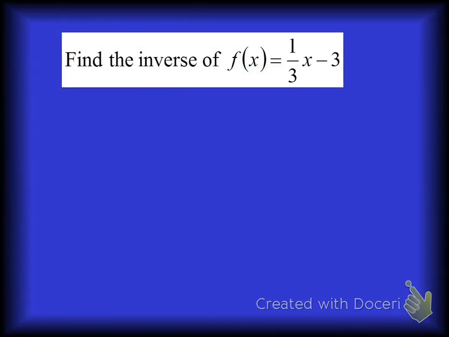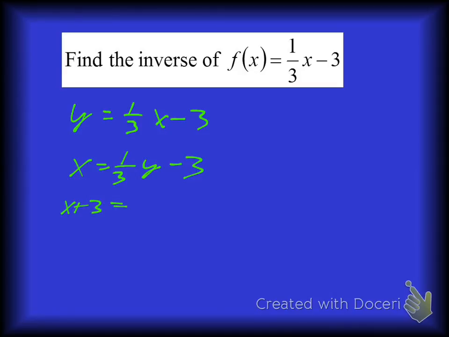Here we go. f of x goes to y. Switch x and y. Now we have to get y by itself. The first step in doing that is to add 3. So we get x plus 3 equals 1/3 y.